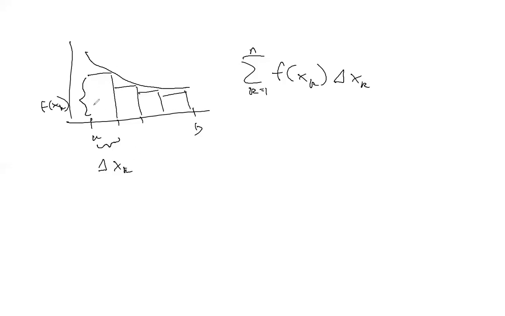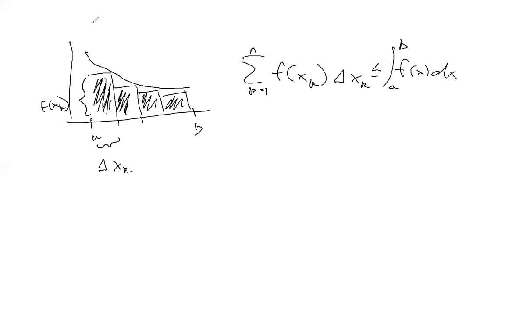So I'm adding up the areas of these rectangles, right? I multiply f of xk, the height, times the width, delta xk. That gives me the area of this rectangle. And then I add up all these rectangles and I get an approximation to the area. And these rectangles are all beneath my curve. So this is going to be a bit less, once I take my limit and turn it into an integral, than the true value of my integral, right?